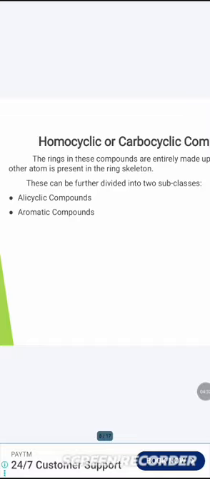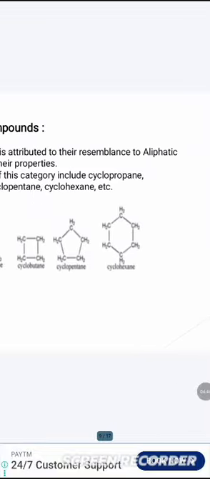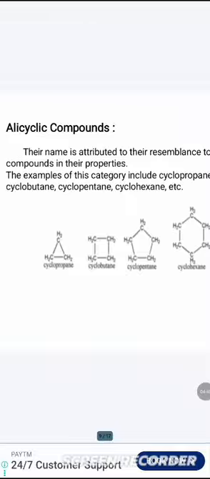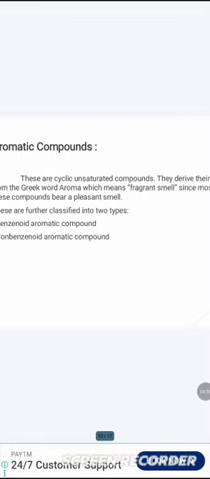These can be further divided into two classes: alicyclic compounds and aromatic compounds. Alicyclic compounds: the name is attributed to their resemblance to aliphatic compounds in their properties. The examples are cyclopropane, cyclobutane, cyclohexane, etc. The next one is aromatic compounds. These are cyclic unsaturated compounds.